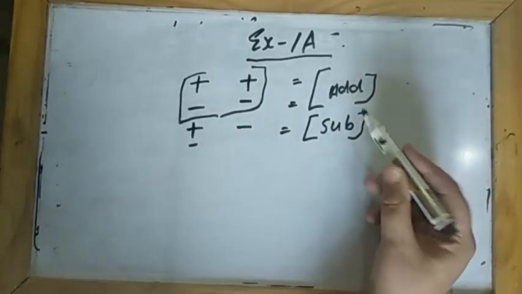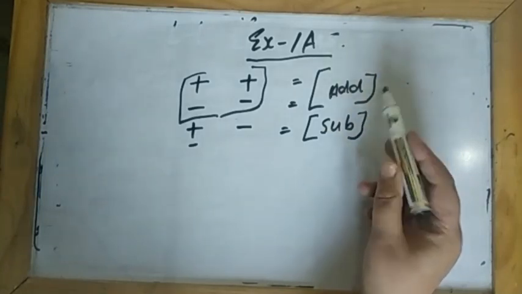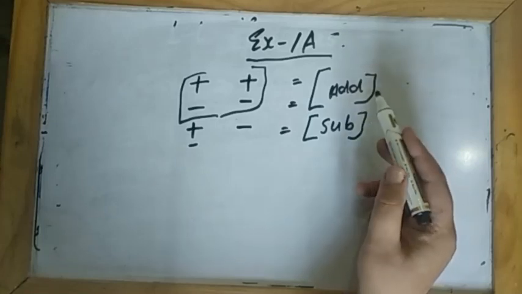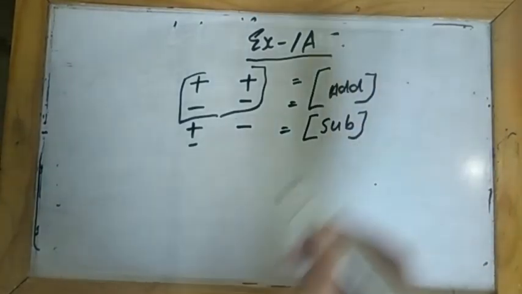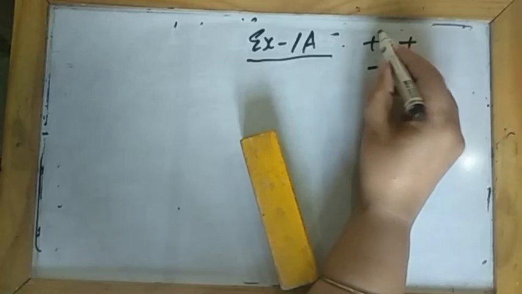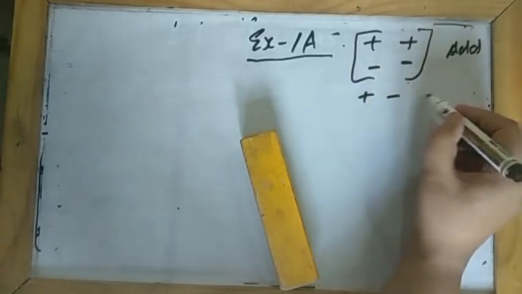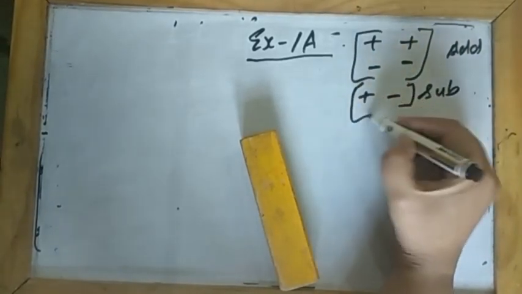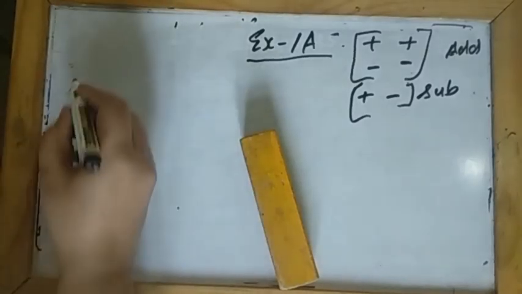You can learn this: the sign of the answer depends upon the greater number. Whichever number is greater, the answer will have the sign of that number. So let me write these rules here. If both the integers are positive or both are negative, then you have to add, and if one integer is positive and one is negative, you have to subtract, and the sign of the result will always be the sign of the greater number. Now let's do exercise 1A.